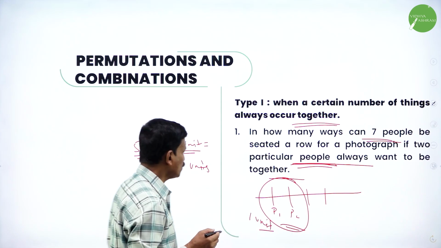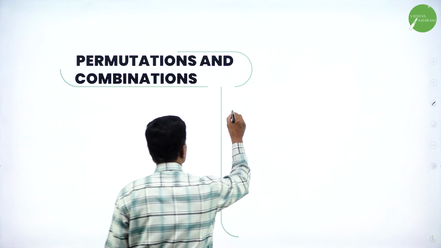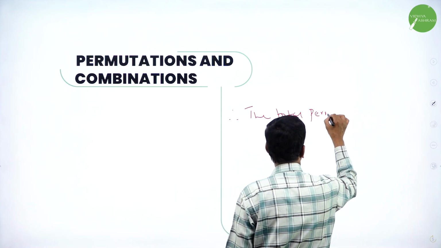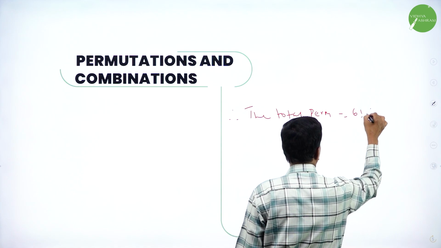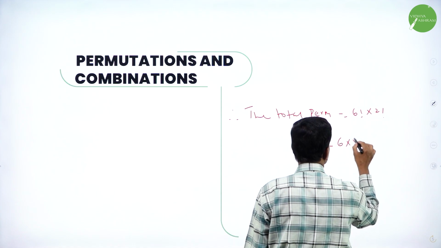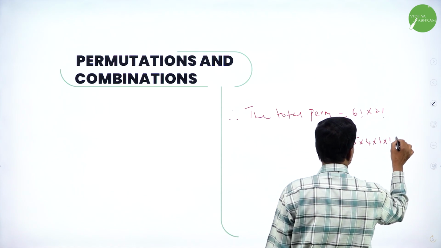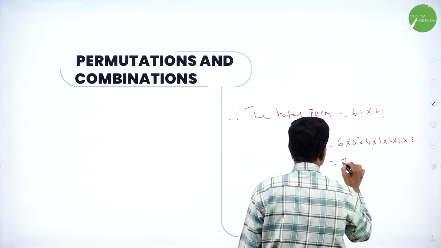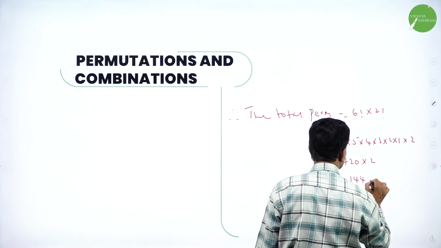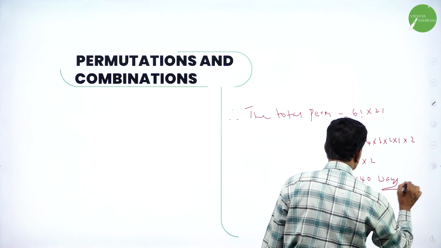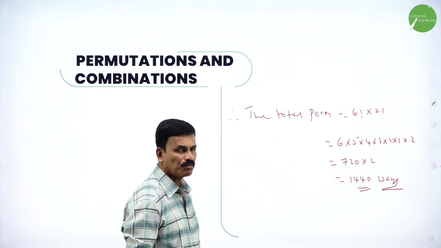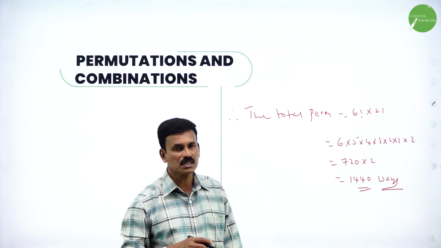So therefore, the total permutation is equal to 6 factorial into 2 factorial. What is 6 factorial? That is nothing but 6 into 5 into 4 into 3 into 2 into 1, into 2. This is 720 into 2. That is nothing but 1440 ways. So in 1440 ways we can arrange the given 7 people for a photograph. Right, that's it. Hope you followed.